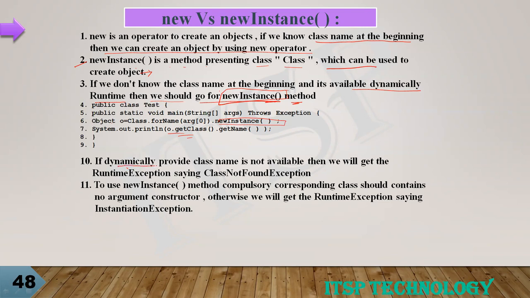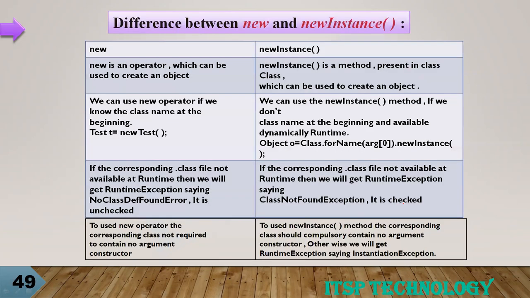If the dynamically provided class is not available, then we will get a runtime exception saying ClassNotFoundException. What is that? ClassNotFoundException. To use the newInstance method, compulsorily the corresponding class should contain the no-argument constructor. Otherwise, we will get a runtime exception saying InstantiationException. So these are some differences you can learn.